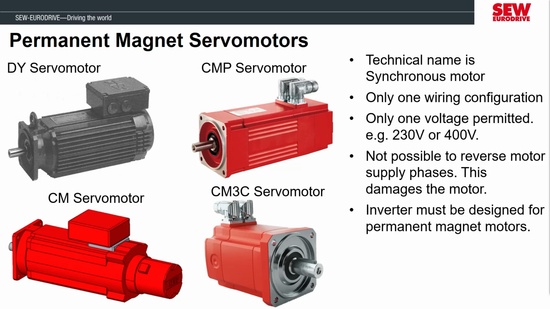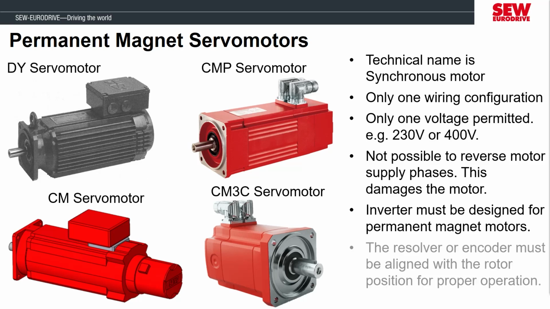Not all inverters can operate a servomotor. For example, our older MOVIDRIVE A can't operate a CMP servo because it's not designed for it. When an application is being upgraded from a DY servo to a CMP servo, we have to make sure the application is using at minimum a MOVIDRIVE B with the correct firmware so it can control it. If it still has an older version MOVIDRIVE, then we have to upgrade the inverter as well. I mentioned it in the last training session, but uniquely with servos, the resolver or encoder has to be aligned with a correct degree of offset to the rotor shaft to work properly.